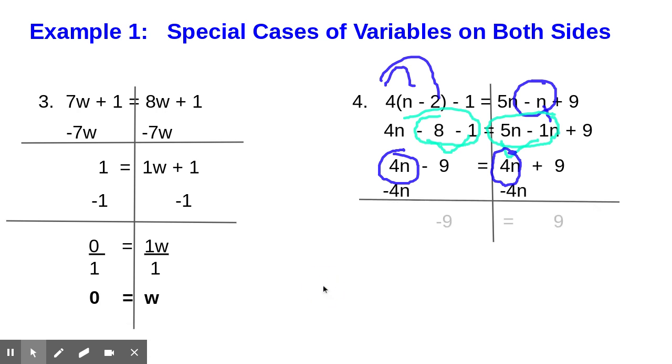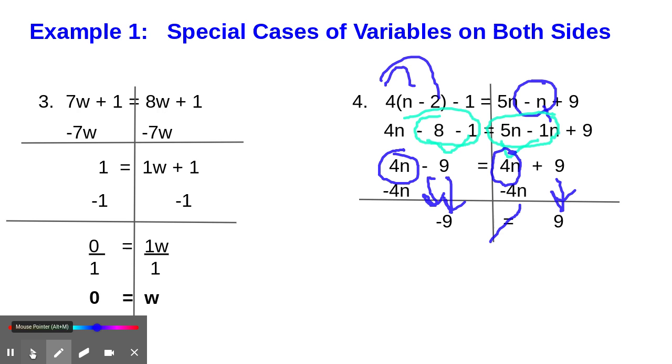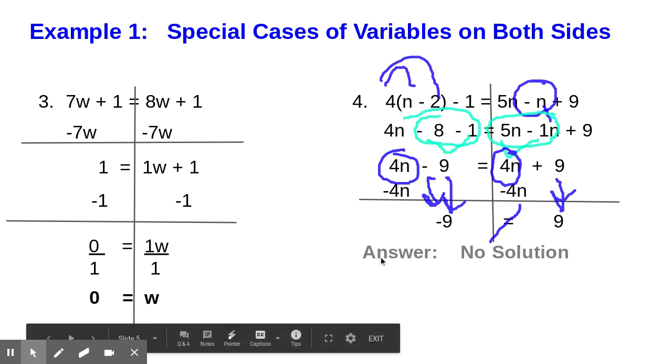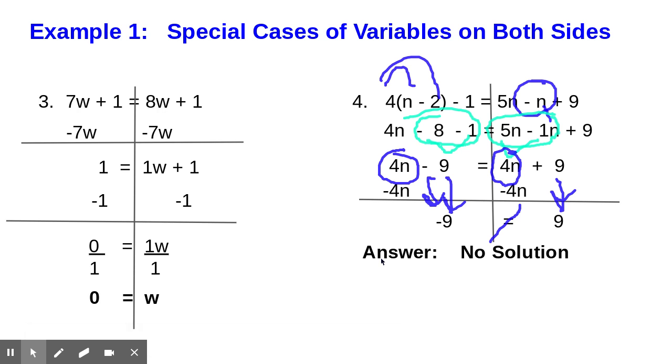And what am I left with? I am left with the -9 and a positive 9. As you can see, -9 does not equal 9. These are not equal to one another. So when your baby bear and your mama bear, when your variable terms cross out and they're no longer there, what are you left with when the equation does not make sense? It does not make sense. So the answer is no solution.